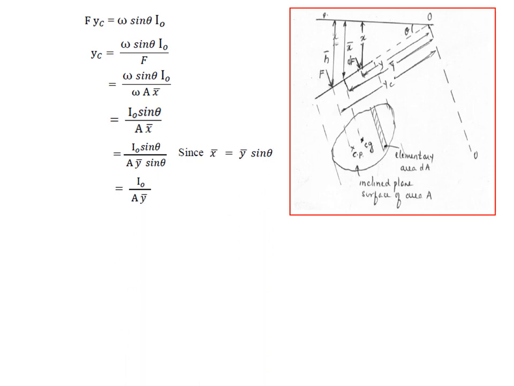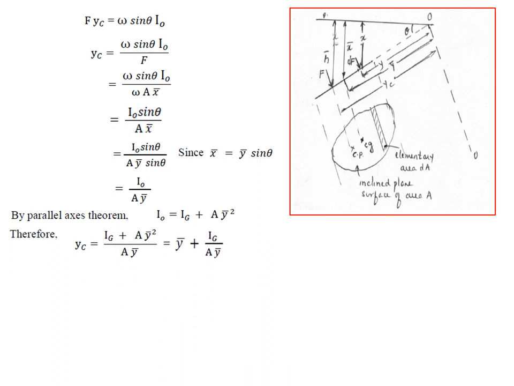Now you can apply the parallel axis theorem. What is the parallel axis theorem? The moment of inertia about any axis, here axis O, I naught, we have to move parallelly. So it is the moment of inertia about the CG plus area into distance squared. The distance between the CG and axis O is y bar, so it will be y bar square. Therefore by the parallel axis theorem, I naught equals Ig plus A y bar square. Substitute in the equation for yc. A y bar cancels out, and you are left with y bar plus Ig by A y bar.